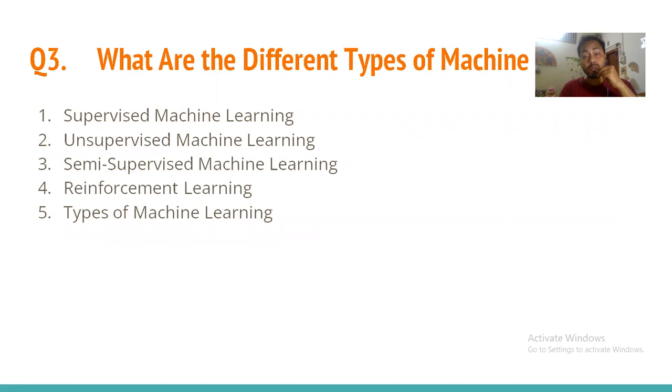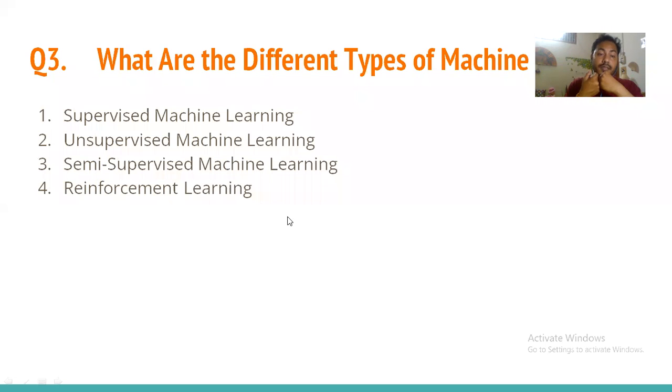Next, what are the different types of machine learning algorithms? This is a very important question. We usually answer it like supervised machine learning, unsupervised machine learning, but believe me, there are also two more, that is semi-supervised machine learning and reinforcement learning. So these are the types: supervised, unsupervised, semi-supervised, and reinforcement learning. Okay.